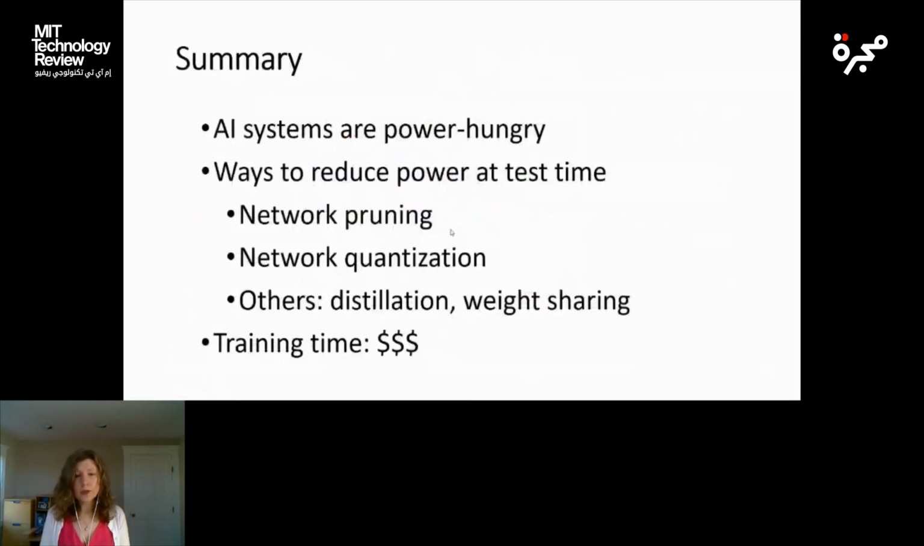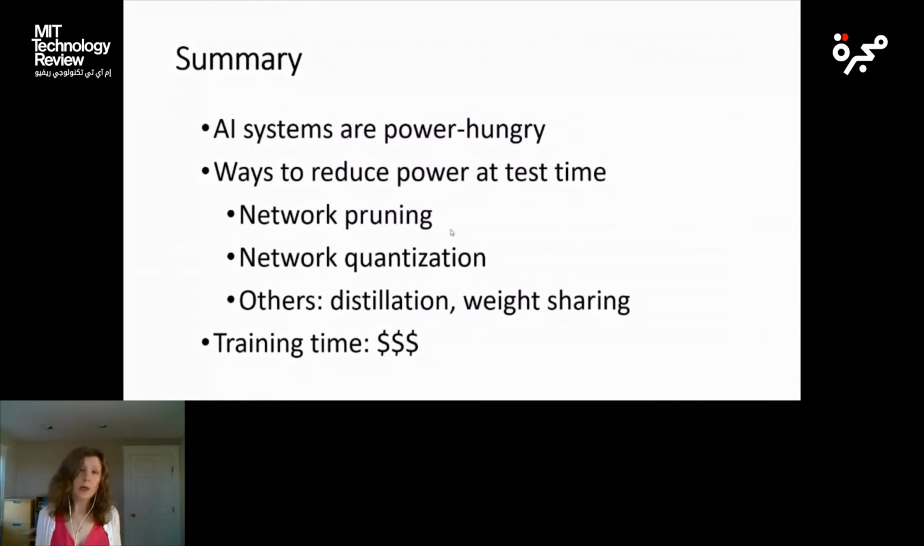So just to summarize what I talked about, we've seen that AI is very power hungry because the models are quite large and they take a lot of time to train, and also because of their size, they take a lot of power at test time. And we've seen a couple of ways to reduce that power consumption at test time with network pruning, for example, or network quantization into a smaller number of bits.